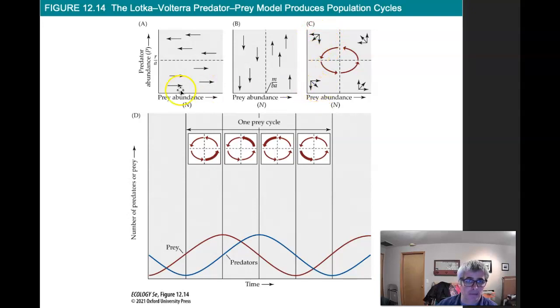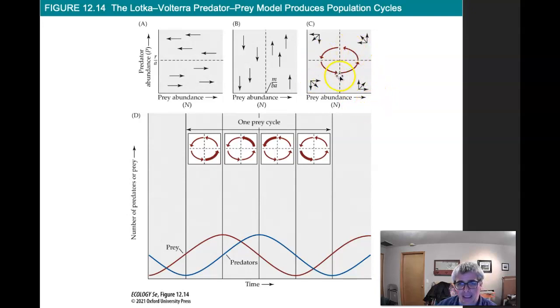Lower left, more prey. Lower left, fewer predators. So prey are going up, but predators are going down. That's what's happening here. Prey are going up, which is this direction. Predators are going down. Lower right, prey are going up. Predators are going up. Prey are going up. Good for everybody. We like to be in the lower right here. Everybody's going up. Prey and predators.